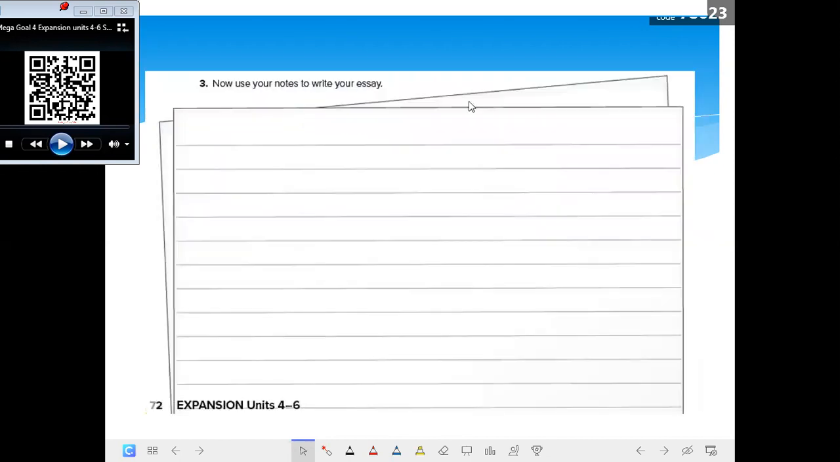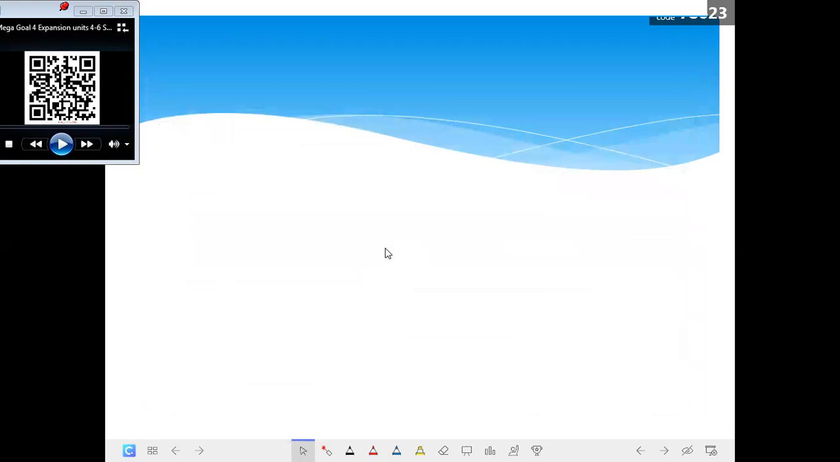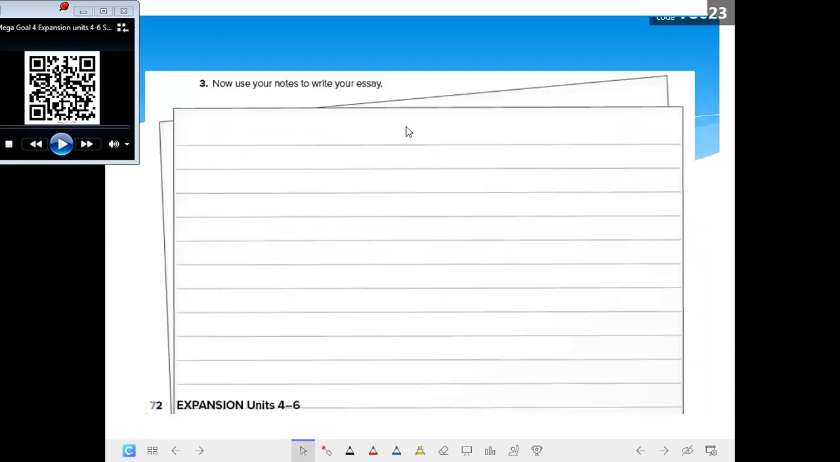And at the end of the page, on number 3, now use your notes to write your essay here. This is the place you have to write your essay or paragraph about the medicine you want to write about. Okay? Okay. Now, my dear students, I want to tell you some important things related to the exams.